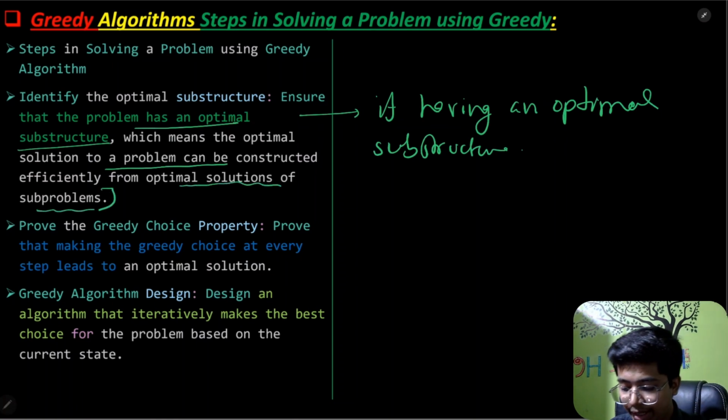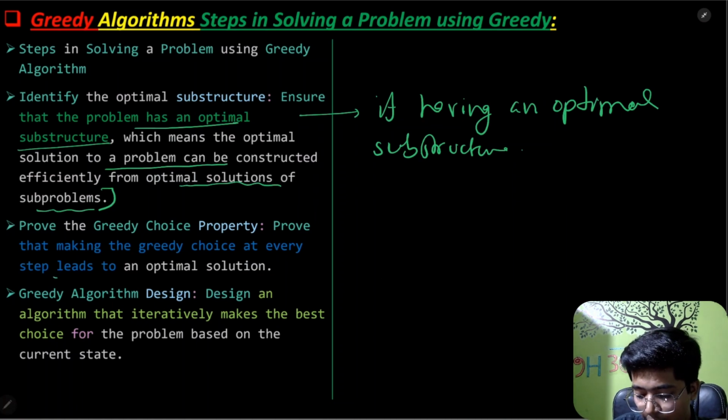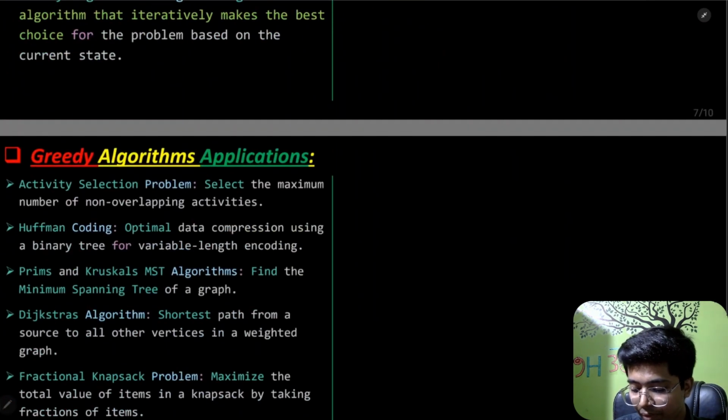as I told you. Second, greedy choice property. Prove that making the greedy choices at every step leads to an optimal solution. That means for the decisions we are taking, we should know that those decisions must lead us to optimal solutions. So that is the greedy choice property and greedy choice design.